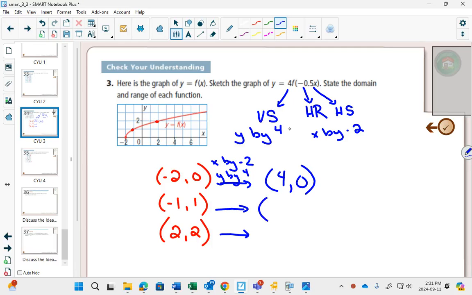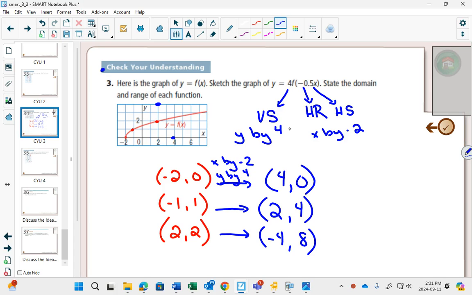Same thing here. My x coordinate multiplied by -2 becomes +2, and y coordinate multiplied by 4, 1 times 4, will become 4. And finally, the last point, the 2 will become -4, and this 2 multiplied by 4 becomes 8. So I can put those points on my graph. I have this point here, (4, 0), (2, 4), which is there, and oh my goodness, (-4, 8), that's like up over there, off the graph.